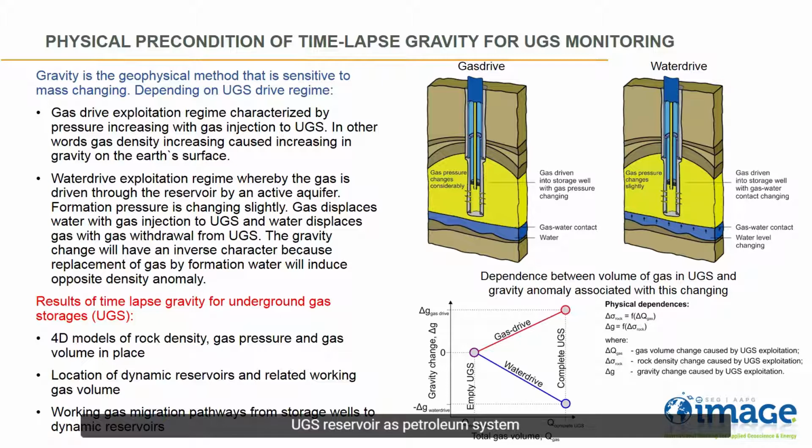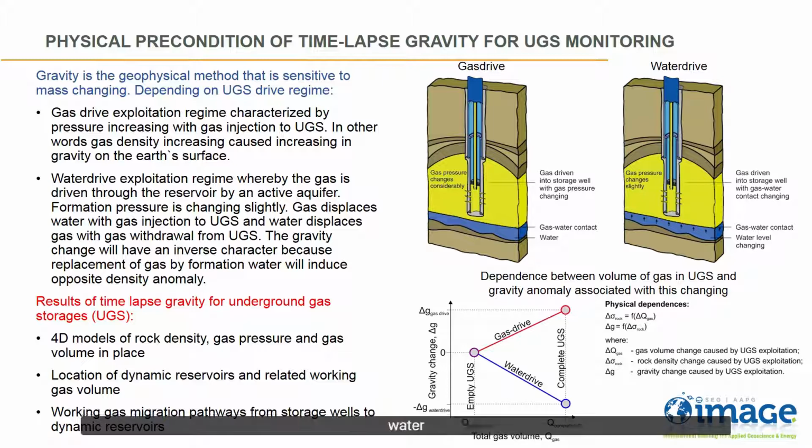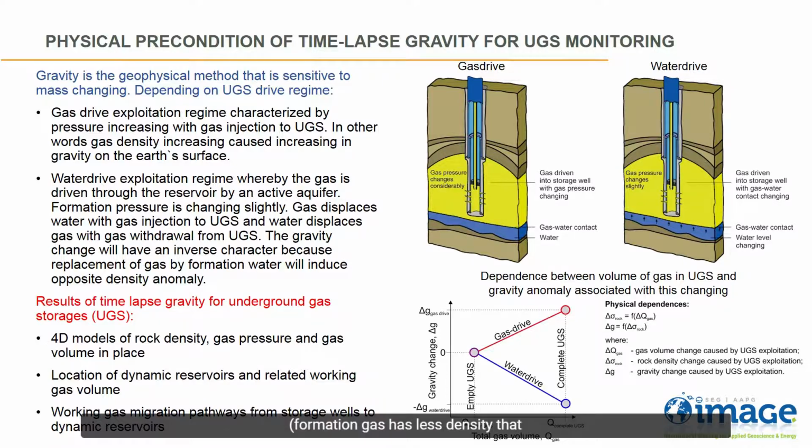A UGS reservoir, as a petroleum system, can be exploited in two regimes. The first is gas drive, characterized by pressure increasing with gas injection into the UGS. In other words, gas density increase causes an increase in gravity on the Earth's surface. The other is the water drive exploitation regime, whereby the gas is driven through the reservoir by an active aquifer. Formation pressure changes slightly. The gravity change will have an inverse character, because replacement of gas by formation water will induce an opposite density anomaly. Formation gas has less density than formation water. Exploitation of UGS in both regimes has an influence on gravity which can be measured on the daily surface.